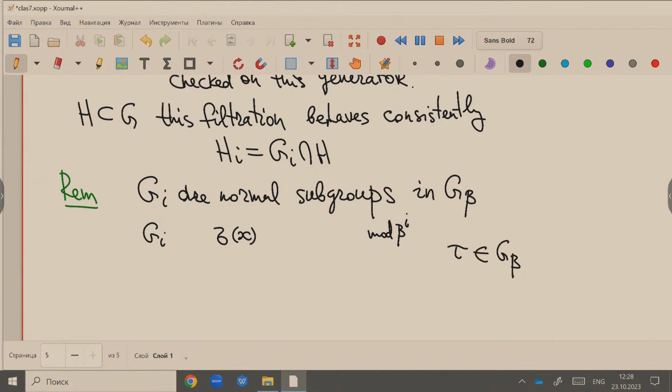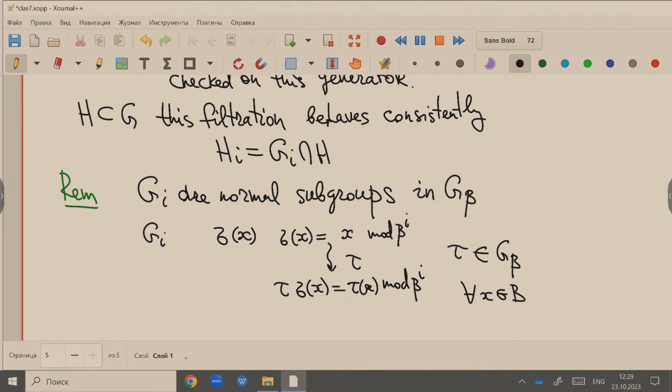Yeah, so if you apply... so you have this kind of filtration, and you can apply tau to it. So you can apply tau, and tau fixes BIs because it was in G beta. So you see that tau sigma x is equal to tau x modulo beta I. If you write that, this check is for any x and beta.